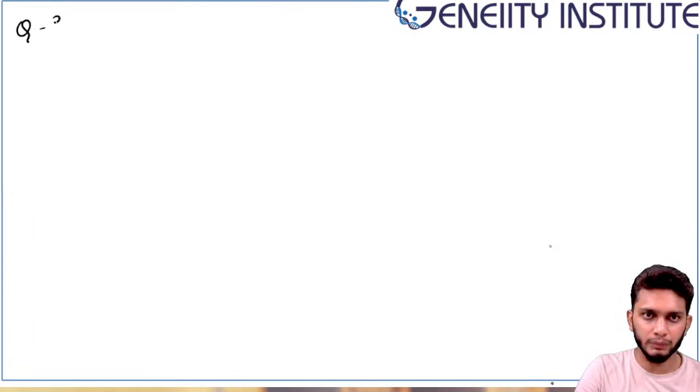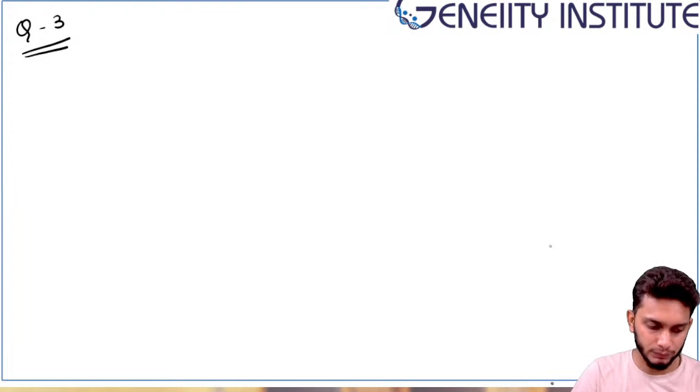Question number 3. An army contingent of 616 members is to march behind an army band.